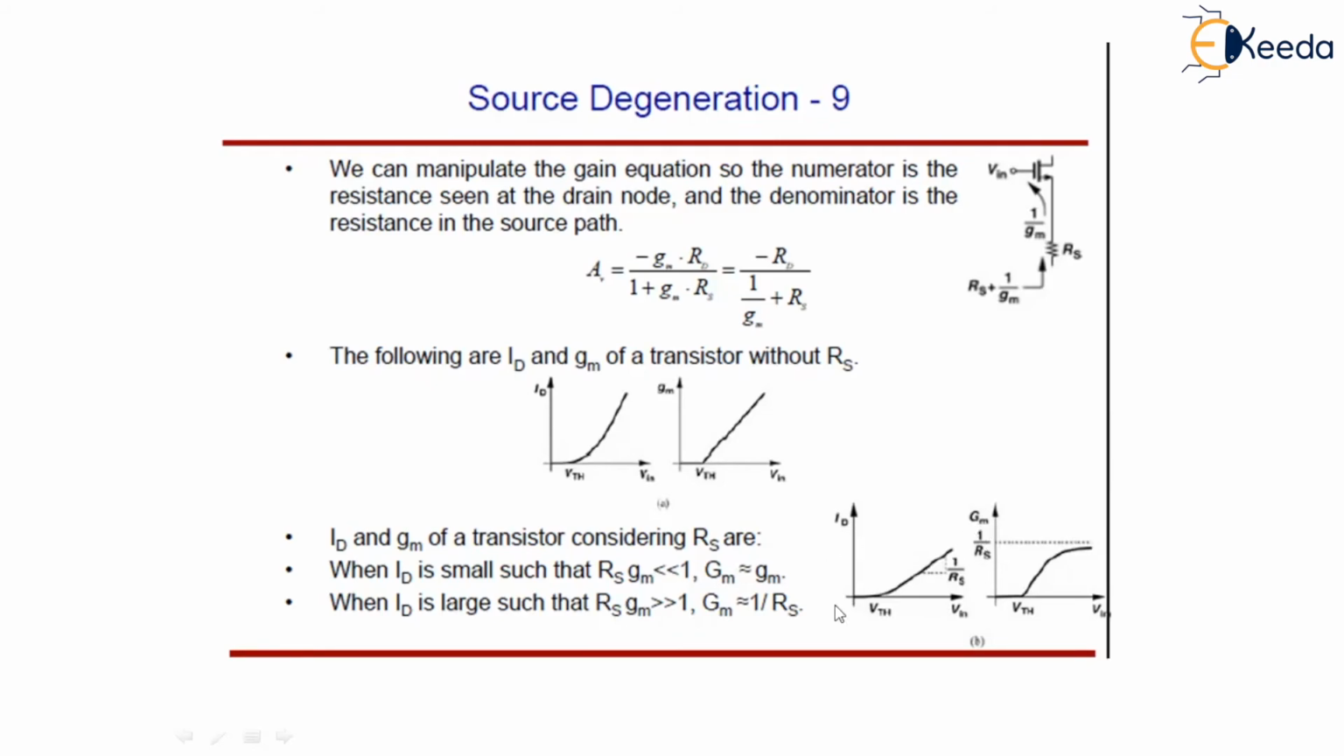So we can say if the drain current is small, the equivalent transconductance is equal to the transconductance of the transistor. And if this drain current is large, then the transconductance of the circuit becomes equal to 1 upon Rs. So this is all about source degeneration, the common source stage with source degeneration.